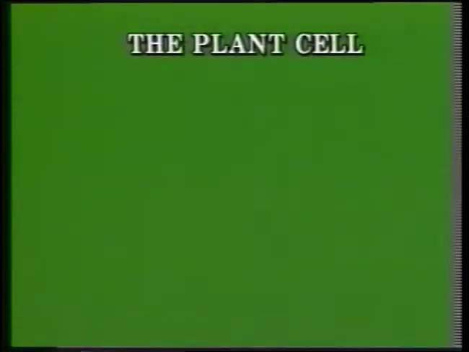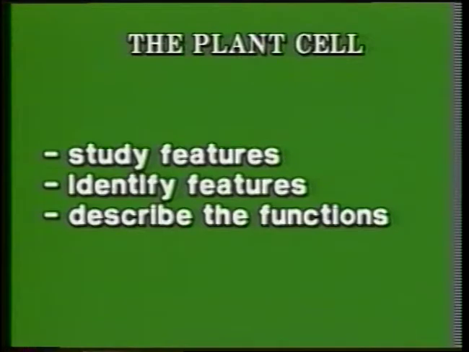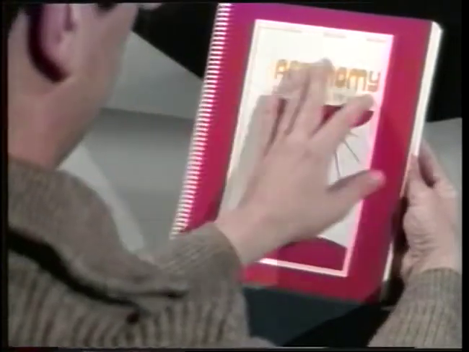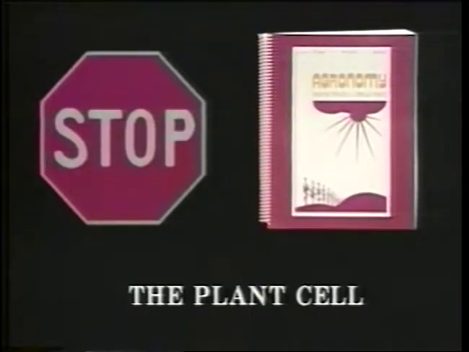The first item for study is the section entitled The Plant Cell. You should study the general features of a plant cell, be able to identify them, and describe their functions. Remember, we are only briefly reviewing the anatomy of the cell and are emphasizing only the major cell parts and their function. You should now stop the VCR, study the section on the plant cell in your text, and then return to the VCR for further tutoring.